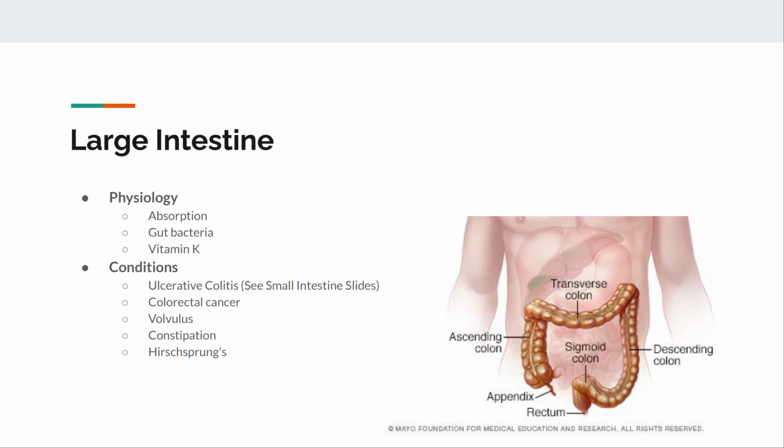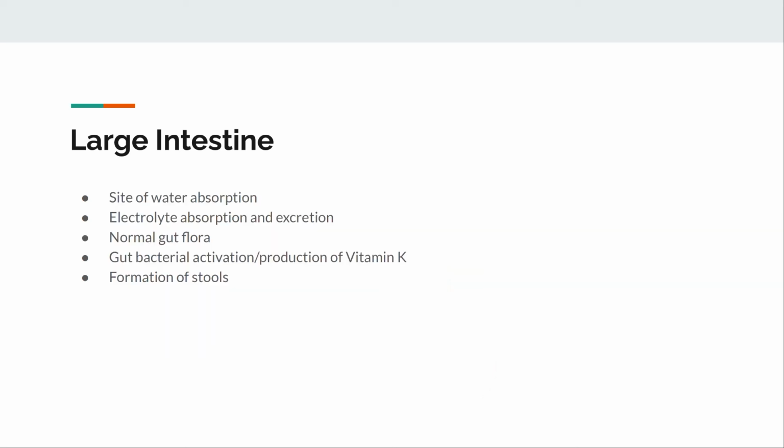Let's quickly go over the large intestine. So the function is basically to absorb water and electrolytes, to give a home to your gut bacteria, and also vitamin K gets activated here. The functions, that's basically it, and to form stool, to keep you hydrated and to keep your electrolytes okay.